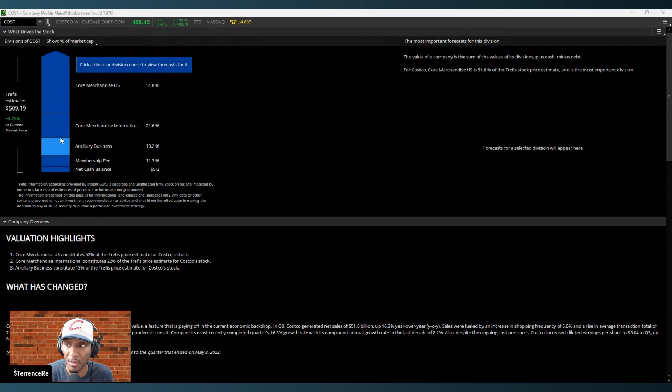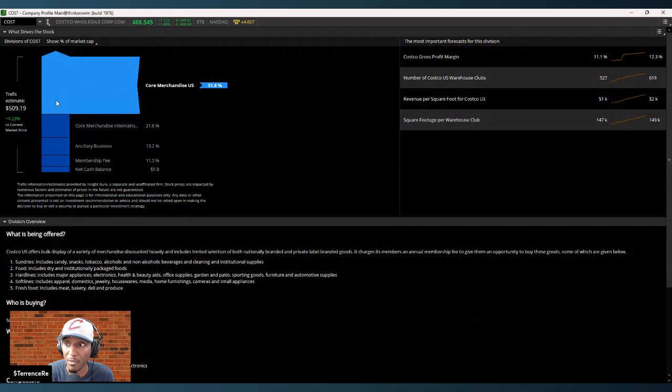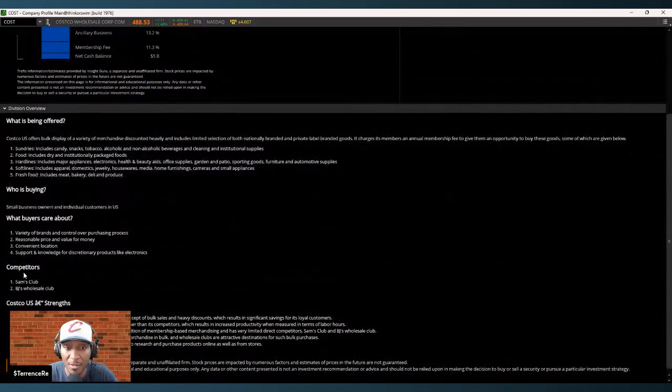I think you can click on any of these and come down. It says forecast for a selected division will appear. So if we click on something, it'll give it over here. Let's look at that. See? We click right here, and then you go over here and look at Costco gross profit margin, and you can look at all this. If you want to analyze the fundamentals of the company, you can do that here. It says competitors: Sam's Club, BJ's Wholesale Club.